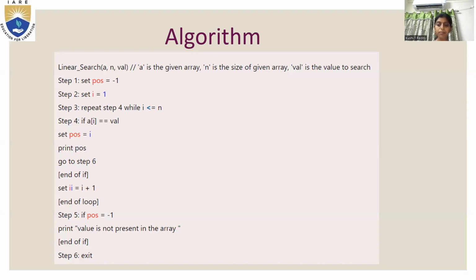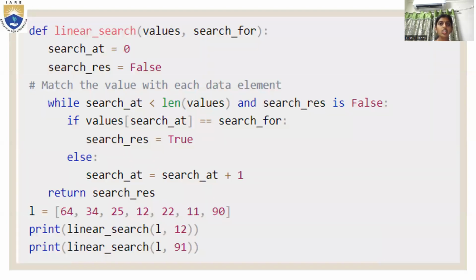Let us see the program. def, that is definition, def linear_search(values, search_for). First you take a variable search and initiate it with 0, and you take another variable, found, and initiate it with false. Match the value with each data element: while search is less than the length of values and found is false, if values[search] is equal to search_for, then found is true. Else search is equal to search plus 1.